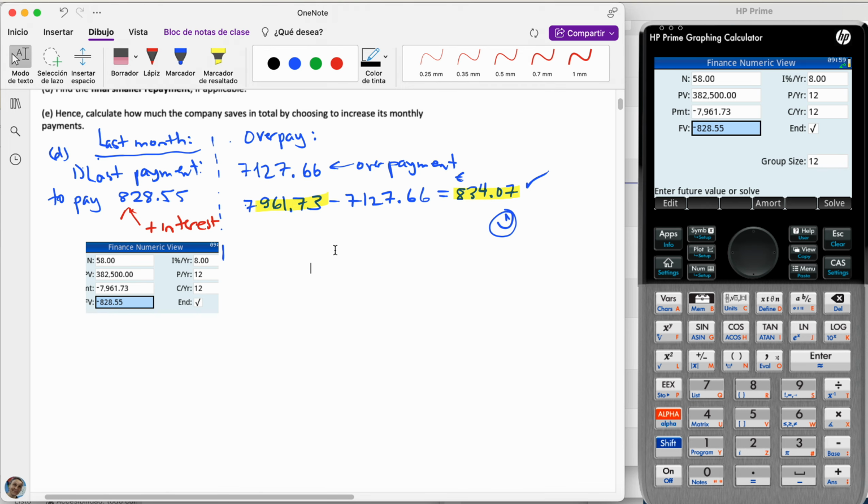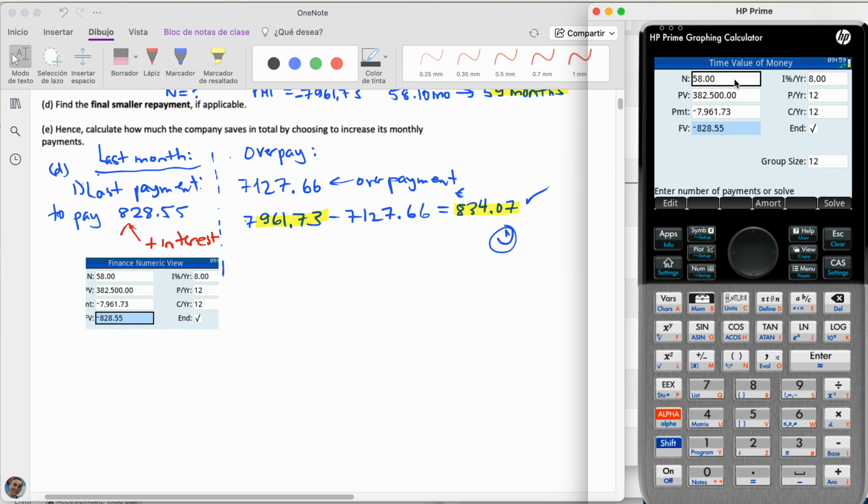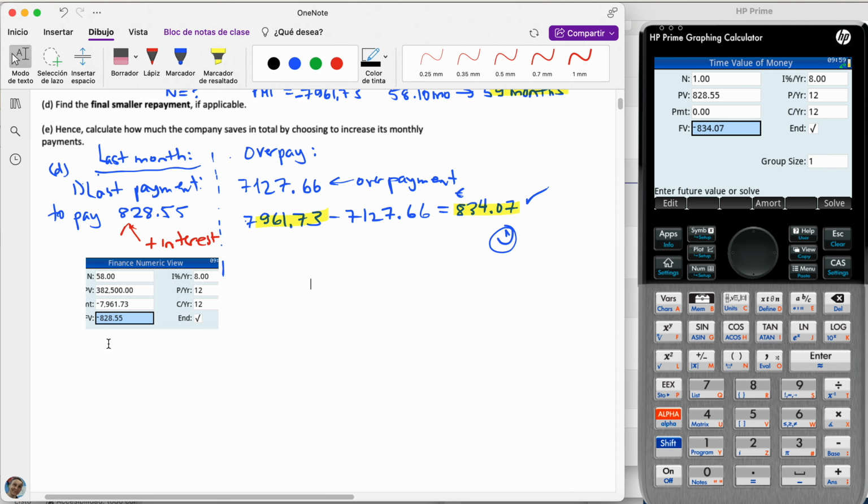Now we can figure out that last payment. Hey, I'm just going to pay this once, and I still have to pay off 828.55, but it's going to make interest on it. So how much am I actually going to owe? 834.07. So with amortization, it's going to be, and it matches, 834.07. I personally like this way better.